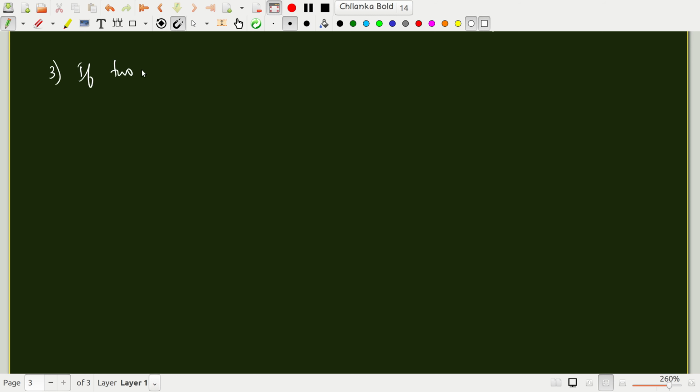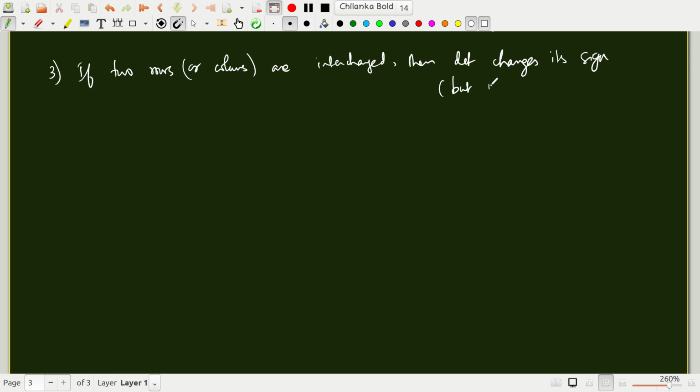Okay, now there are other properties. If two rows or columns of a matrix are interchanged, then the determinant of the matrix changes its sign. Okay, but the magnitude remains the same.